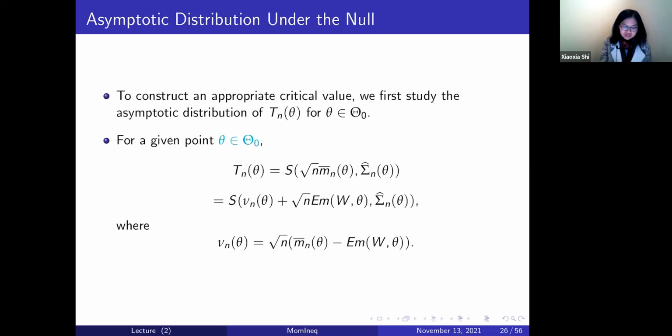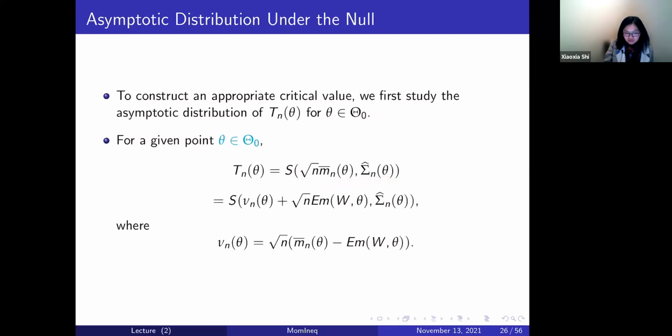We want to construct an appropriate critical value. So we want to study the limiting distribution of the test statistic under the null, that is, for theta in the identified set. So for any given point theta in the identified set, this is the test statistic that we wrote down. It is the S function applied on the scaled sample moments and the sample variance covariance matrix.